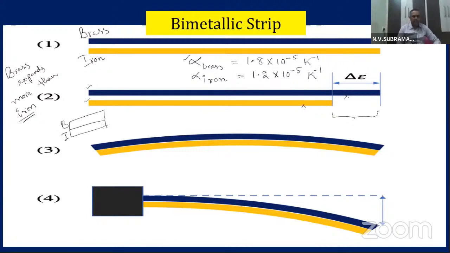Then students will get a doubt in the mind. Sir, brass and iron only you are using. Can I use other metals also? Yes, children, you can use any metals you want, but two different metals you must use. So that you are using the principle of differential expansion.